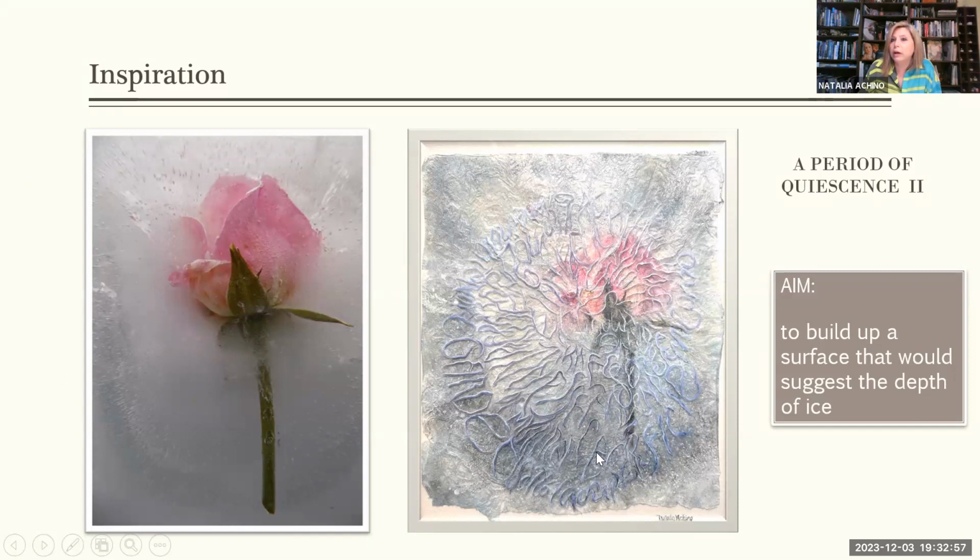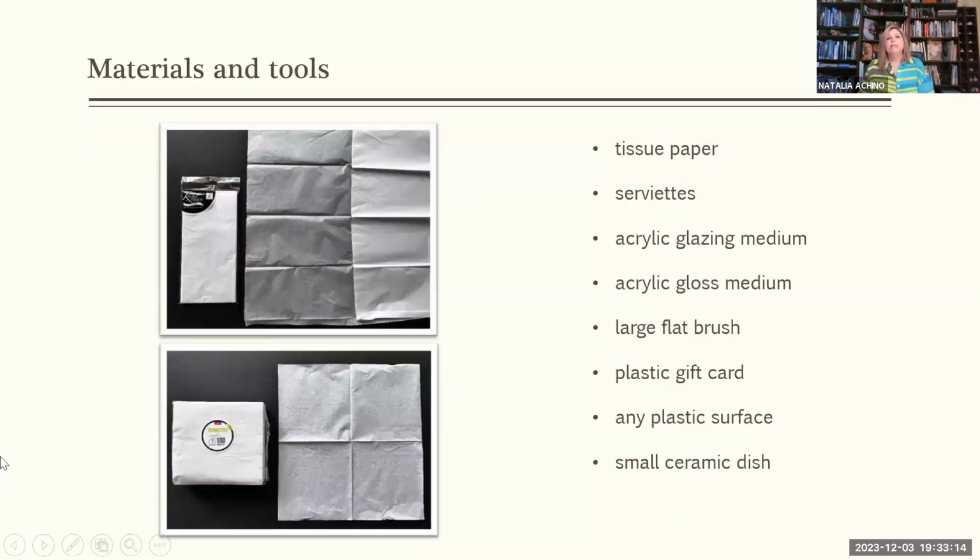And I had no idea how to do this. So my aim was to build up a surface that would suggest the depth of ice. I wanted to create that texture, that third dimension on the paper. The materials and tools I used: I thought it has to be a very fine paper, very thin. So I thought about working with tissue papers, and then I tried serviettes as well.